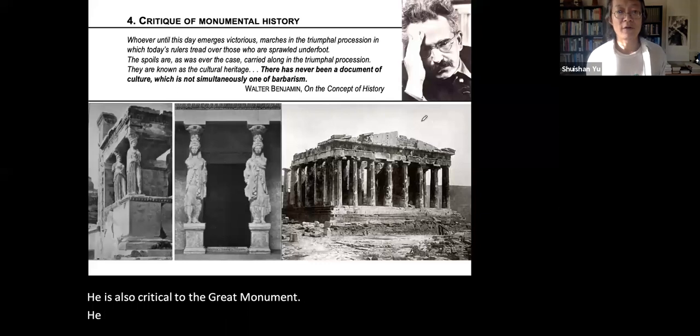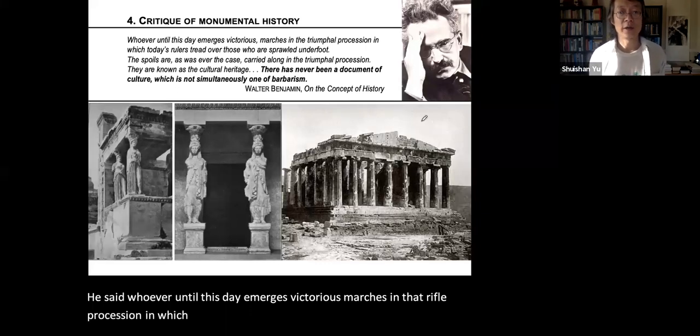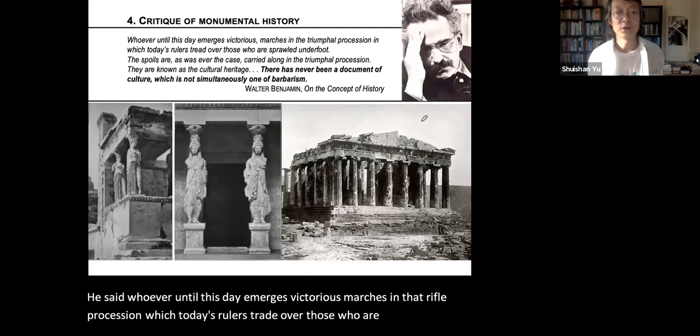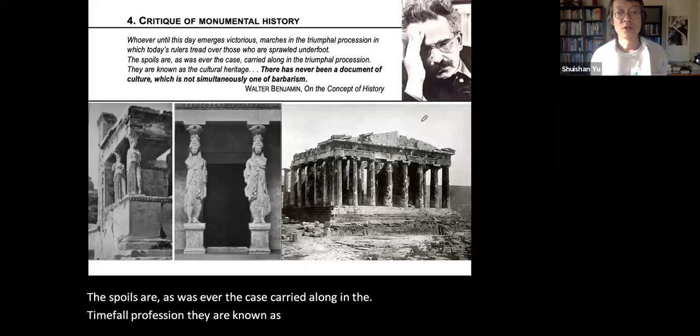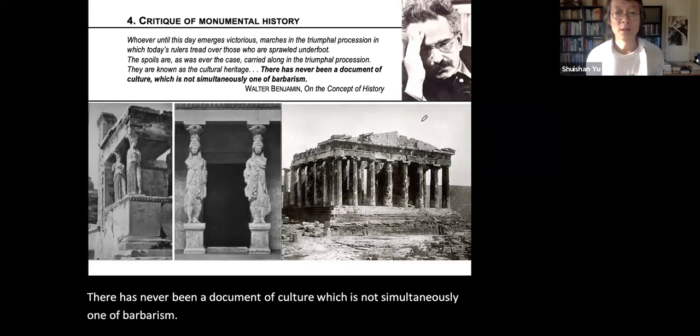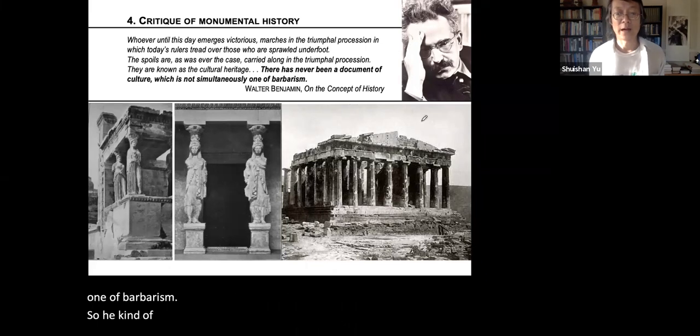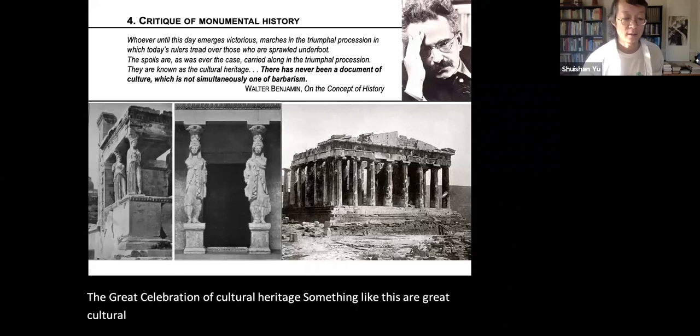He said, whoever until this day emerges victorious marches in the triumphal procession in which today's rulers tread over those who are sprawled underfoot. The spoils are, as was ever the case, carried along in the triumphal procession. They are known as the cultural heritage. There has never been a document of culture which is not simultaneously one of barbarism. So he directs our attention to those neglected, marginalized, and is critical of the great celebration of cultural heritage, something like this, great cultural heritage. There is obviously a different side of it.